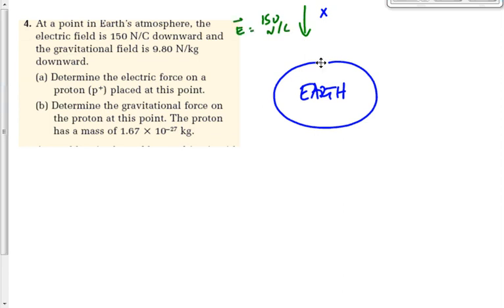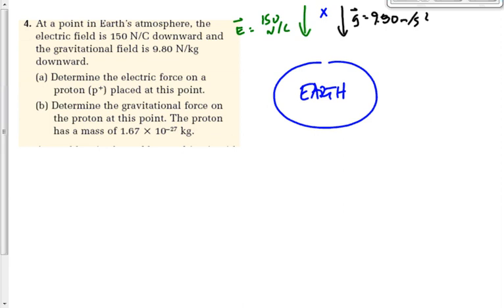And we know that at that same point, we have a gravitational field pointing downward, and its value is going to be 9.80 meters per second squared, or newtons per kilogram, sorry. We're going to find the electric force at this point. So let's ignore the gravitational field right now and look only at the electric field. We have an electric field pointing downward at that point. What do we know more about, the producer or the experiencer? Well, we know something about both, right?